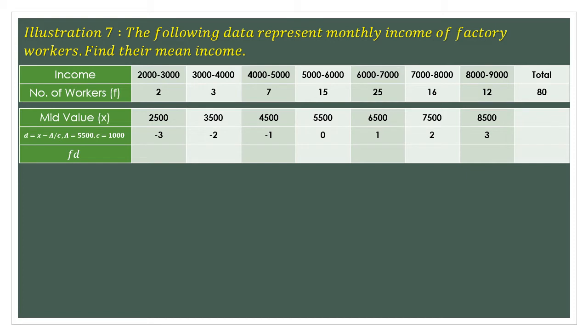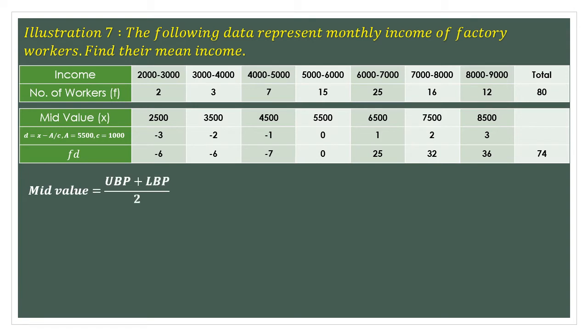Next is the multiplication of frequency with the deviations. So the number of workers will be multiplied by the value of D here. That will get us negative 7, negative 6, negative 7, 0, 25, 32, and 36. Okay, just to make a total of the frequency multiplied by deviations, that is 74.